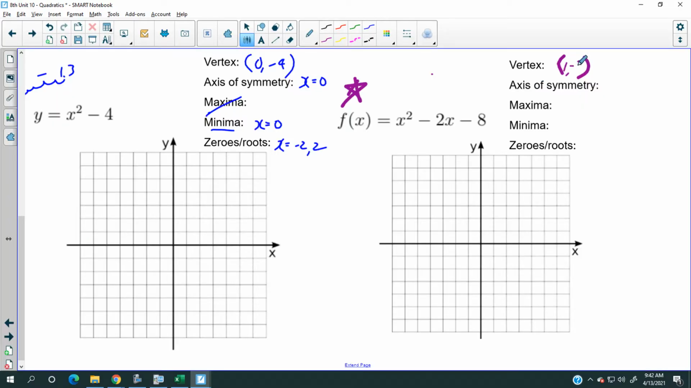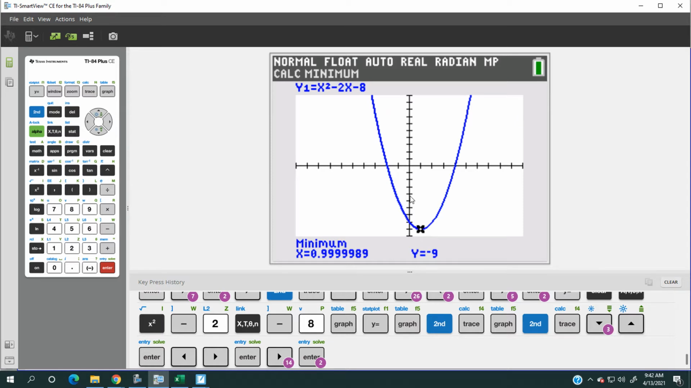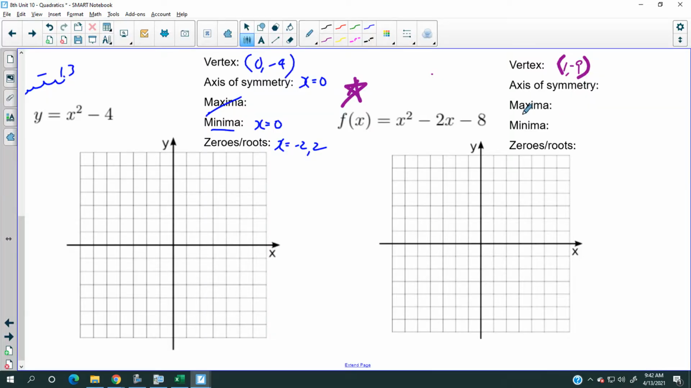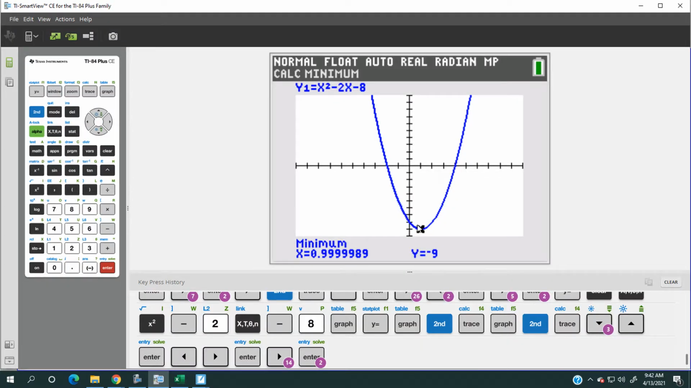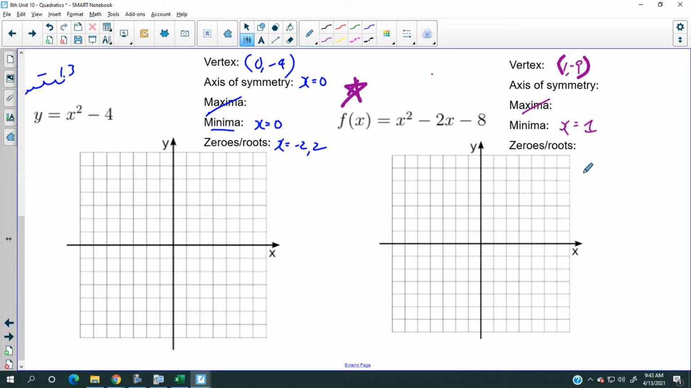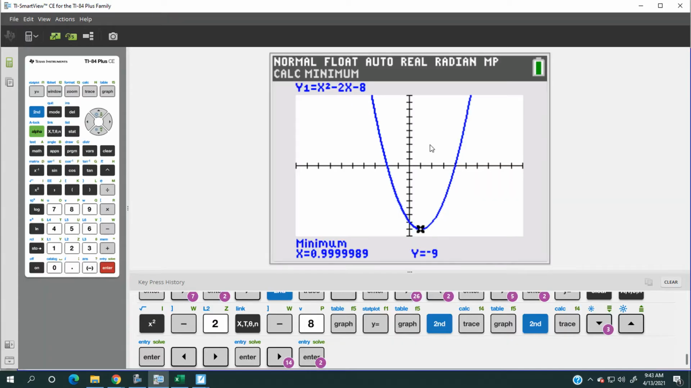1 negative 9. So because this is an upward facing parabola, we're gonna have a minimum. So there's no maxima. Minima is where x is 1, right? Look at that, right? X is 1. Okay, good. I need to know the axis of symmetry, same thing, right? X is equal to 1.